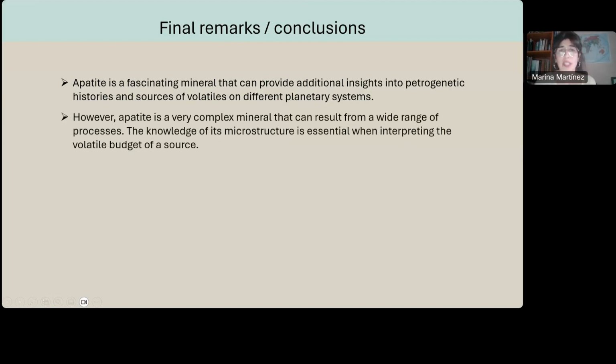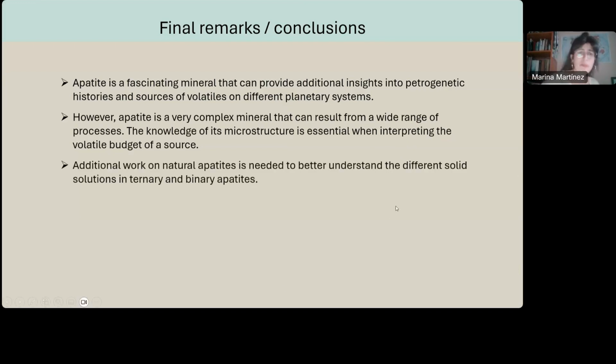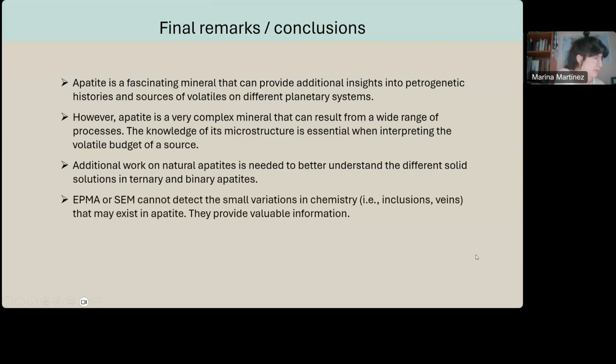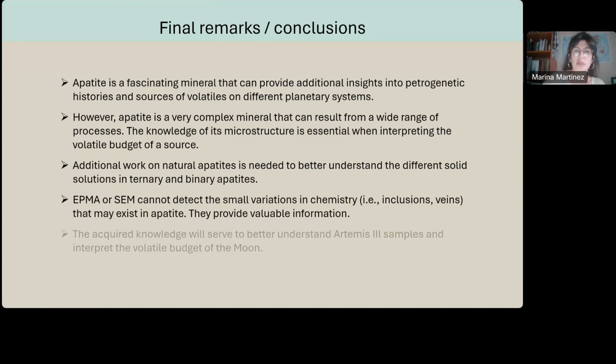However, apatite is very complex. It's a mineral that can result from a wide range of processes, and knowing its microstructure is essential for interpreting the volatile budget of a source. So additional work on natural apatites is needed to better understand the different solid solutions that ternary and binary apatites can make. And I also want to point out that microprobe and SEM analysis cannot detect all the small variations in chemistry, like inclusions and veins that may exist in apatite, and they provide valuable information, so TEM studies are needed to interpret these apatites.